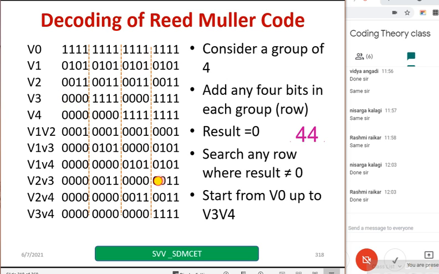Very good. I think Rashmi has told within a few seconds. Sir, V1 and V2, if you check, I think it's not 0. So, very good answer. The same thing.